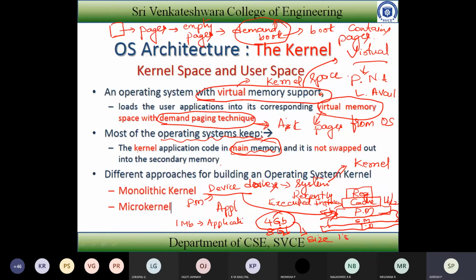If the application size is 5 GB, for example, I cannot fit the whole application here. Part of the application has to be shifted out. At that time, virtual memory comes into the picture. So what is virtual memory going to do at that time?